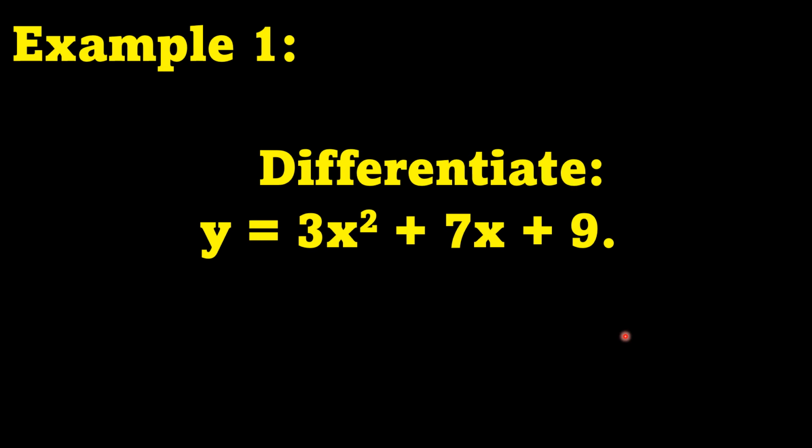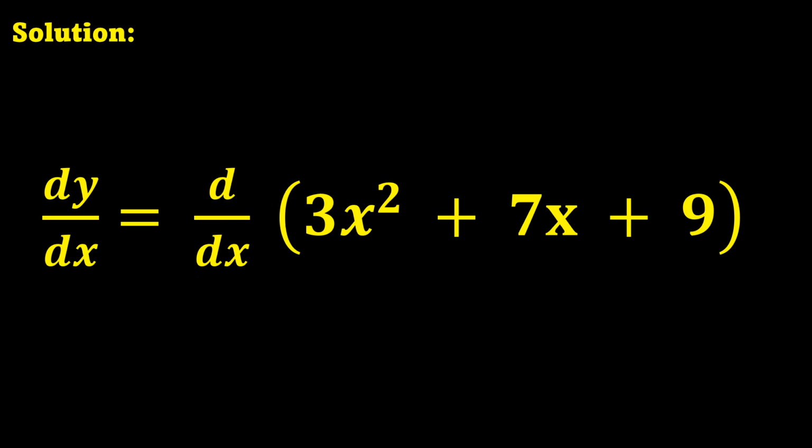Okay, so check your answers. I will now present to you the solution. First, always write the starting equation. The derivative of y with respect to x is equal to the derivative of 3x squared plus 7x plus 9 with respect to x.